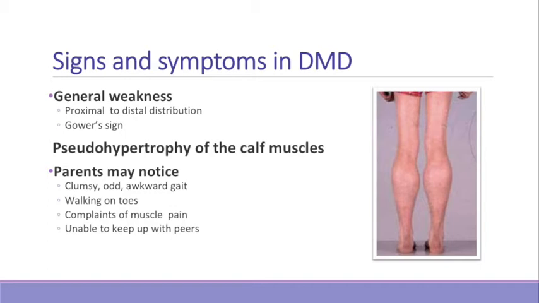There is also pseudohypertrophy. So the calf muscles are going to atrophy. The muscles themselves are slowly disappearing. But because the muscle is being infiltrated by that fat and fibrotic tissue, they seem to be really large. This primarily occurs in the calf muscles. You can see an example here on this slide.